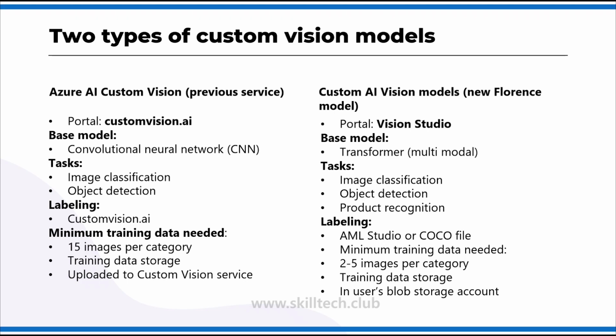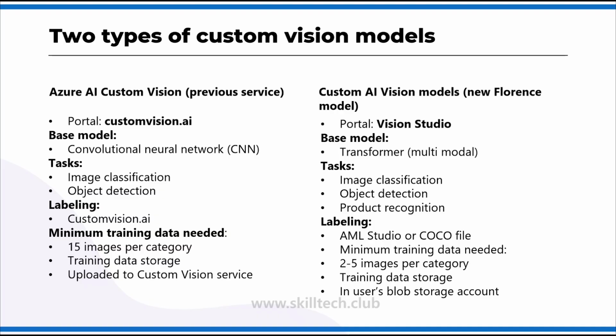While in the other case, in the newer custom vision model, we have a new approach: Azure Machine Learning Studio, as well as a COCO file configuration, which we are going to see practically. We'll see how the COCO file is going to help us label our data. And there are certain requirements like minimum training data: some minimum 2 to 5 images per category you have to provide.